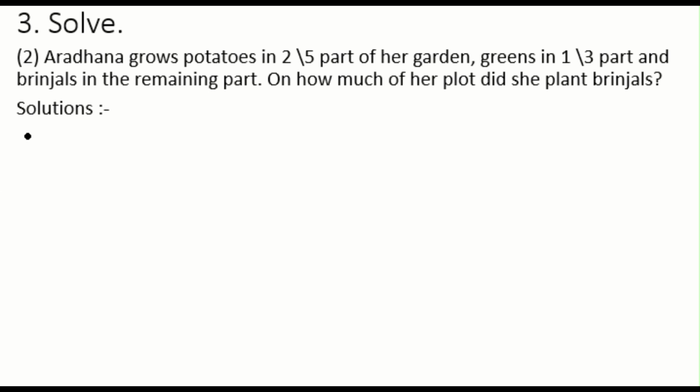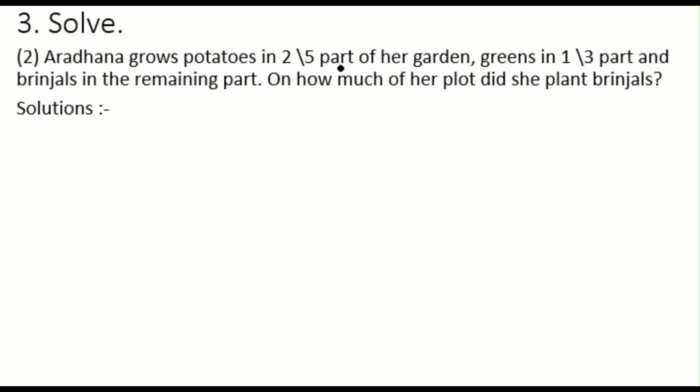What is said there? Aradhana grows potatoes in 2/5 part of her garden, greens in 1/3 part, and brinjals in the remaining part. On how much of her plot did she plant brinjals? Okay. So here it says that Aradhana grows potatoes in 2/5 part of the garden, and 1/3 part is greens, and the remaining part is the brinjal part. So how much is the remaining part?